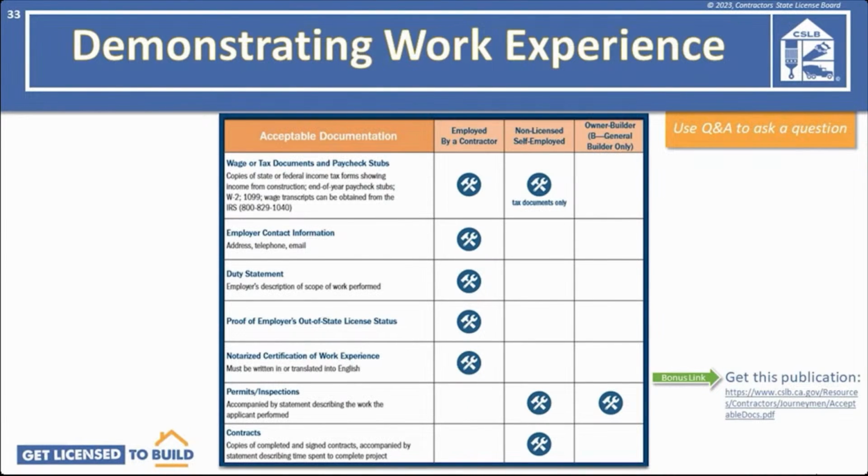On the lower right of the screen, you'll see a link to this publication on our website along with additional information on experience documentation. If you look at the chart, you can see the first column is for documents you can use if you were employed by a licensed contractor. The second column is for documenting your experience if you've been self-employed. The third column is for documentation you will need if you're applying for a Class B general building contractor license and need to use the owner-builder experience to meet the experience requirements.